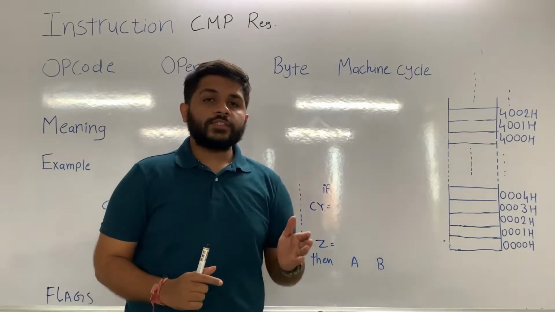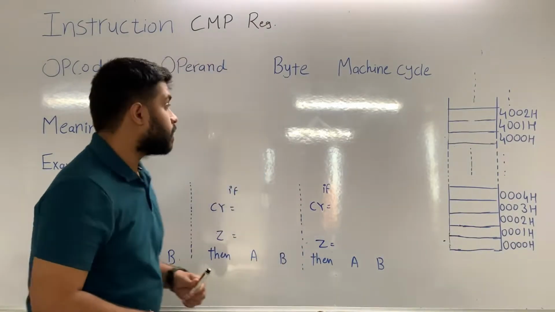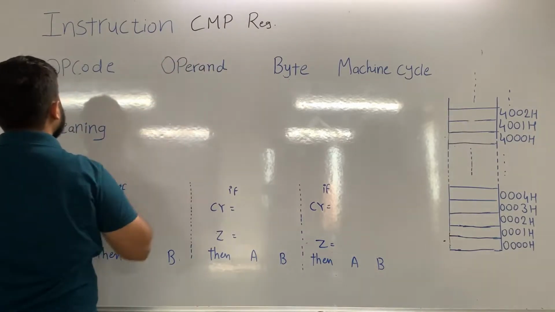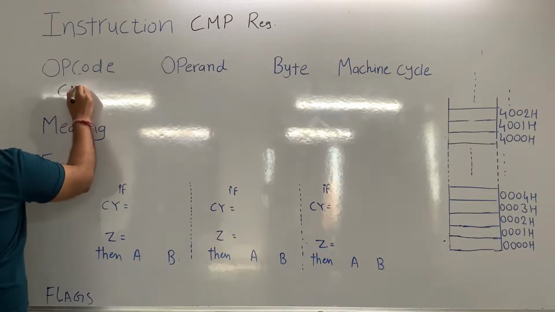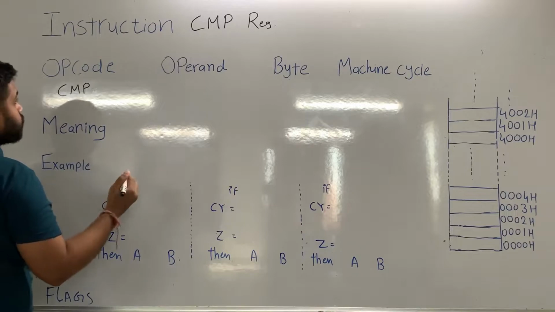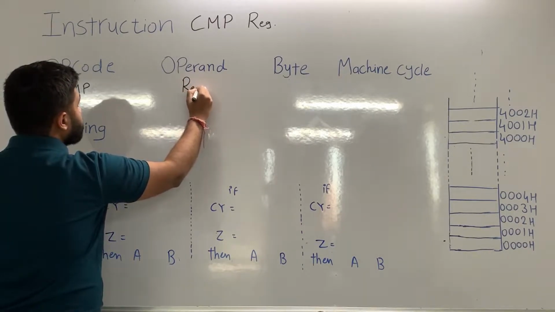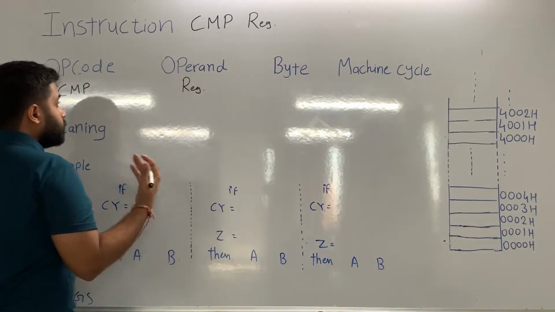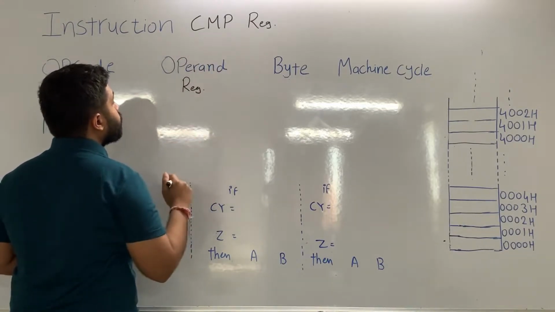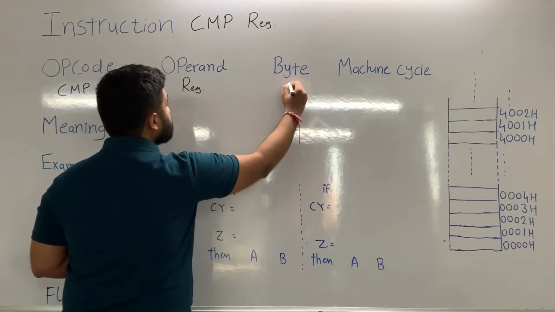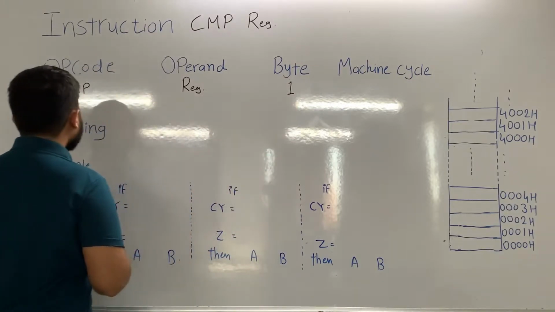So now we are going to see the instruction compare B. In this instruction, the first portion is opcode, that is CMP, and B. The remaining portion is known as operand, that is register. In this instruction, you can see that no data is present. It means this instruction is of 1 byte.